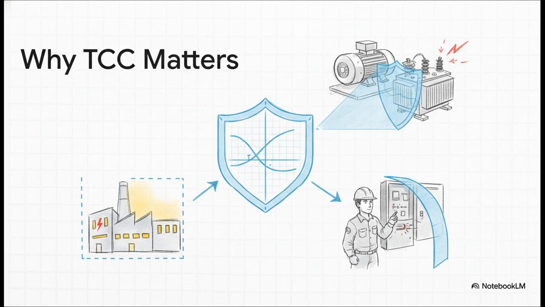It stops expensive gear like transformers and motors from getting fried by overcurrents. It makes sure that everything from a small overload to a massive short circuit gets cleared safely. And this is huge. It minimizes outages. It keeps a small problem in one corner of the building from taking down the entire facility. And by clearing faults in milliseconds, it drastically reduces the terrifying energy of an arc flash. So yeah, mastering the TCC isn't just about graphs. It's about mastering system safety itself.